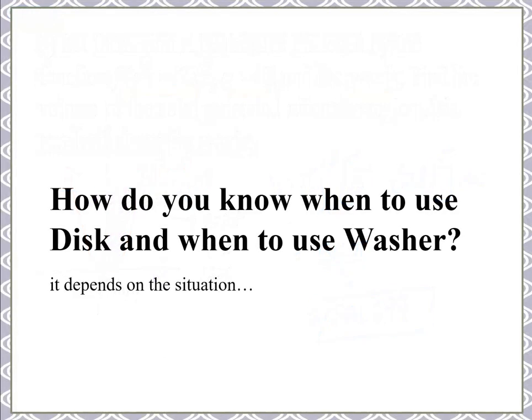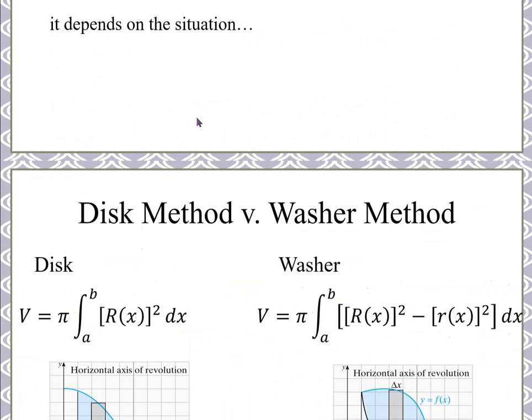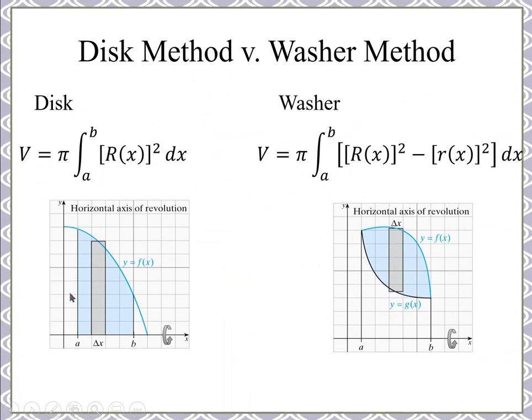So at this stage, you're probably saying to yourself, how do you know when to use the disk method and when to use the washer method? Well, it depends on the situation. So here are 2 diagrams to show you the difference between the disk method and the washer method. The disk method is going to happen whenever, remember, it's all about rectangles that you're going to rotate around the axis of rotation, or here they're called the axis of revolution, and those are going to create cylinders.